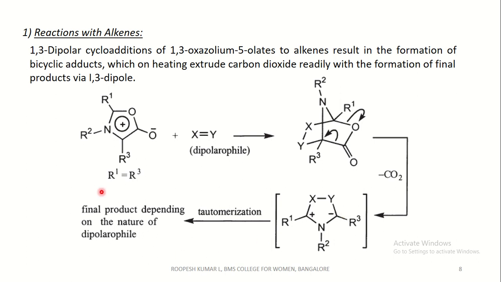As I said, this is 1,3-oxazolium thiolate, which reacts with alkenes, the dipolarophile, to give a bicyclic adduct. On elimination of carbon dioxide, this bond forms a double bond to O, and this bond breaks to form a negative charge here, and here there is a formation of a positive charge. This is the bicyclic adduct. On elimination, we get a final product which depends on the dipolarophile. Here I took a general double bond; I haven't mentioned what X and Y are.